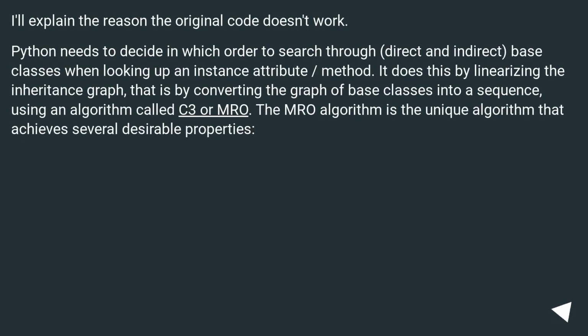I'll explain the reason the original code doesn't work. Python needs to decide in which order to search through direct and indirect base classes when looking up an instance attribute or method. It does this by linearizing the inheritance graph, that is, by converting the graph of base classes into a sequence using an algorithm called C3 or MRO. The MRO algorithm is the unique algorithm that achieves several desirable properties.